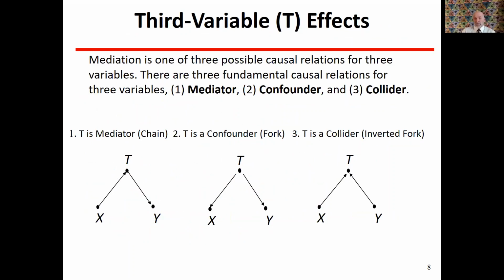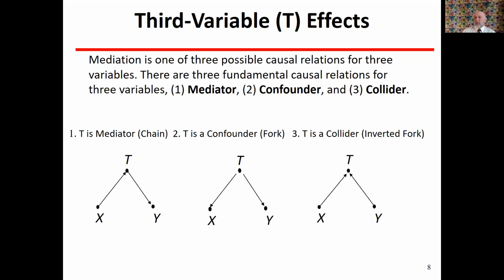Here are the three possible third variable effects. With three variables, there's a mediator, also known as a chain, where I've represented T as the third variable. So X to T to Y is a mediator, and a confounder is a third variable that's related to X and Y. So we have T causing X and Y. And then less attention has been applied to colliders, but they're important. That's a situation where X and Y cause the collider.